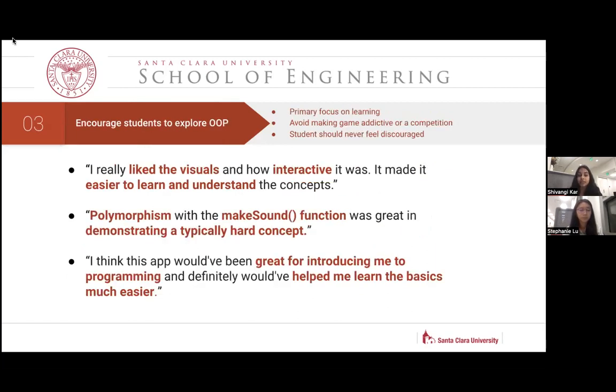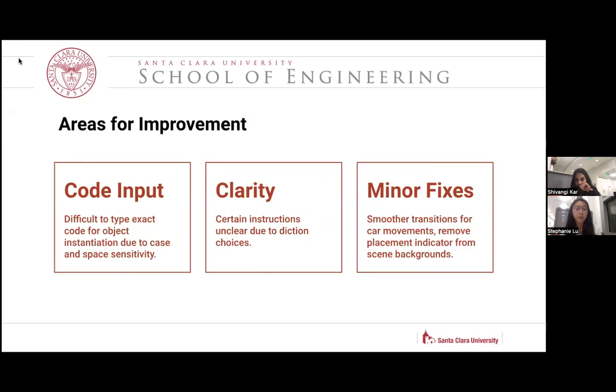Our last objective was to encourage students to explore OOP. After testing our app, they really liked the visuals and how interactive it was. It made it easier to learn and understand the concepts. Specifically, polymorphism with the make sound function was great in demonstrating a typically hard concept. Our last student mentioned it would have been great for introducing them to programming and definitely would have helped them learn the basics better. From our user testing, we also got feedback on potential areas for improvement.